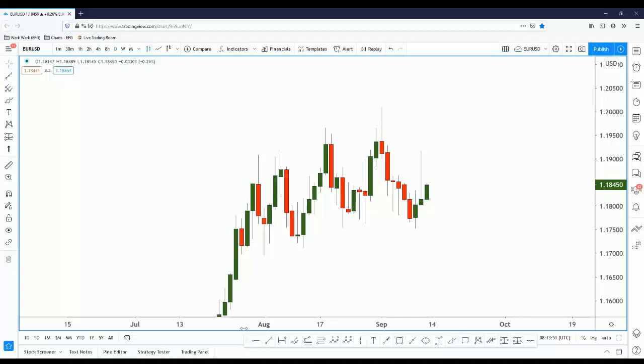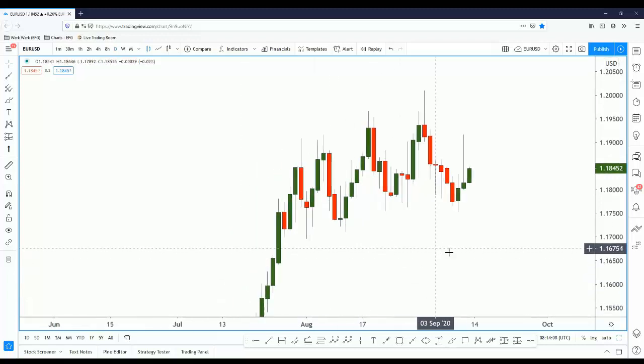Hi everyone, welcome to today's trade of the day, and for today's trade of the day we will be looking at the euro dollar. The euro dollar has a very interesting configuration on the daily, and I'm thinking that this could also lead to a good intraday trading opportunity.